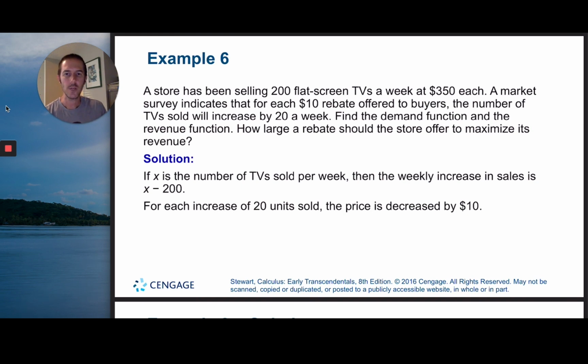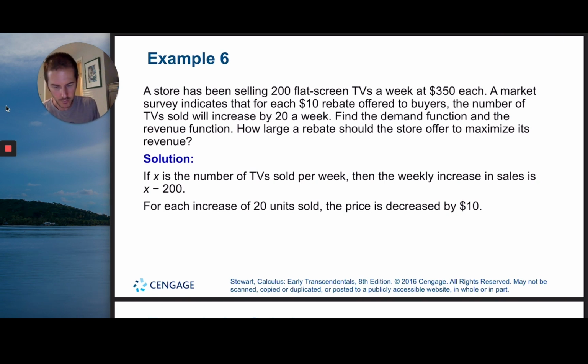All right, so the scene has been set, right? We've got initially 200 flat screen TVs per week going out the door at $350 a piece. Every time we discount the cost by $10, we're going to sell an additional 20 TVs per week. At some point, that's going to balance out, right? If we decrease the price down to 0, it doesn't matter how many TVs we sell, we're going to be losing money. So there's got to be a midpoint there, and that's what we're going to try to find.